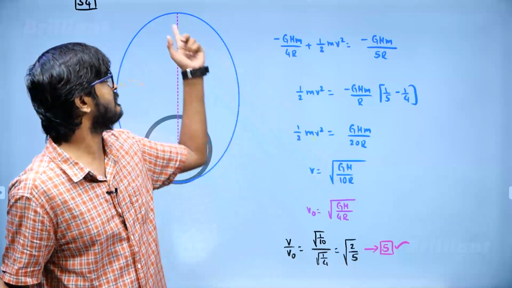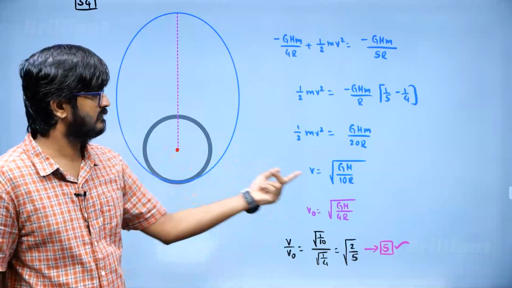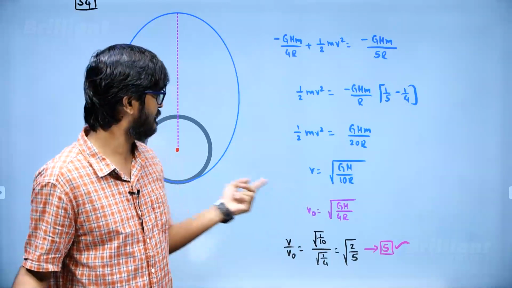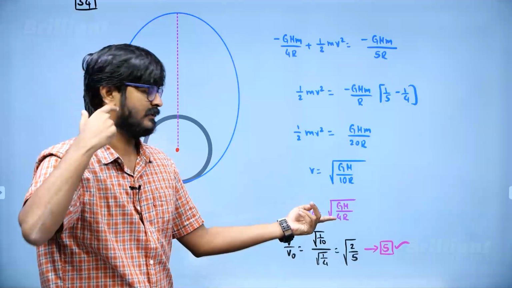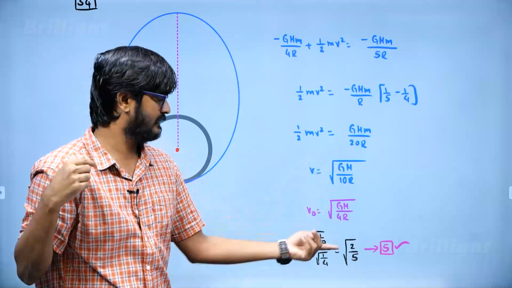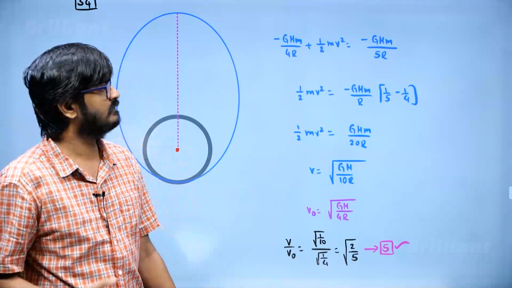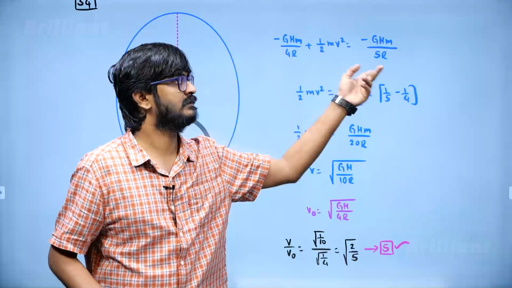But what was the velocity when it was performing circular motion? It is root of GM by that distance, right? 4r. Orbital velocity. You know this value, you calculated. When you take the ratio, you will be getting the required answer, right? So the key point for the question is knowing this.